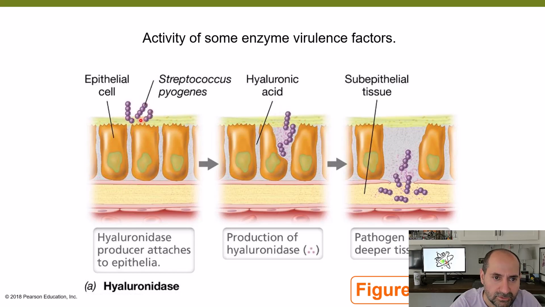But what if this microbe were to produce hyaluronidase? Hyaluronidase breaks down hyaluronic acid, which is one of the components holding the cells to one another, holding the tissues intact. It's part of the integrity of the tissue. Streptococcus releases hyaluronidase. Hyaluronidase breaks down the hyaluronic acid, and the Streptococcus are able to invade. They can invade to the next tissue over, down into the subepithelial tissue.